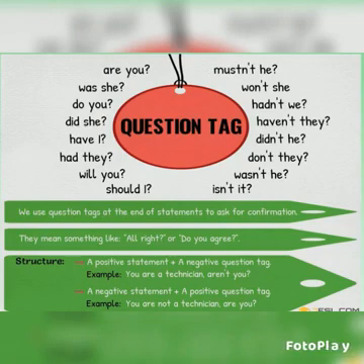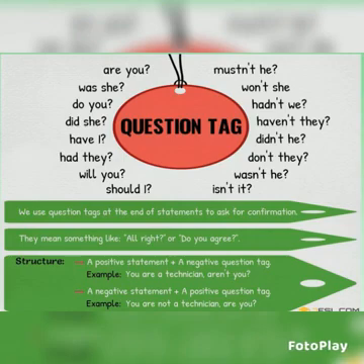So, we use question tags at the end of the statements to ask for confirmation. And they mean something like all right or do you agree with it. Now, always remember that if a statement is positive, then we always use negative question tag. For example, you are a technician. Here it is a positive statement. So the question tag used with it is aren't you.